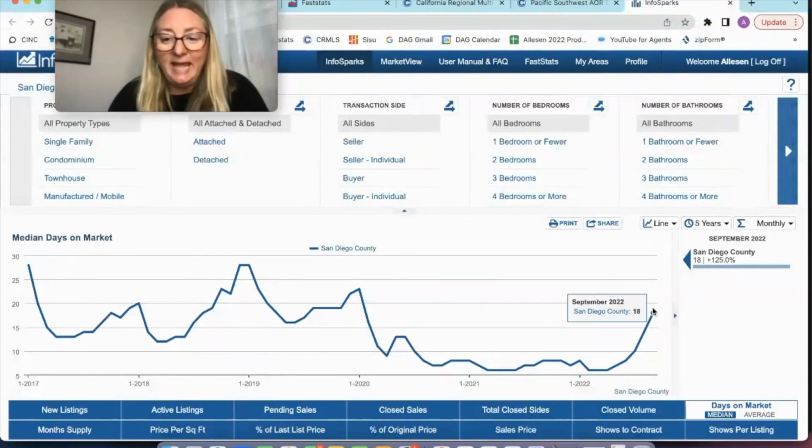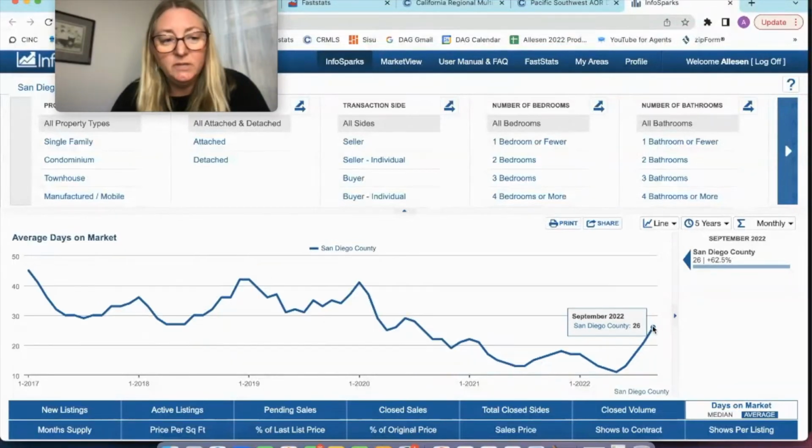We're now at an average of 18 days. So things are just sitting longer. It's not that there's more of them, it's just that they stick around longer. So you have more options because they've been around for a longer time.